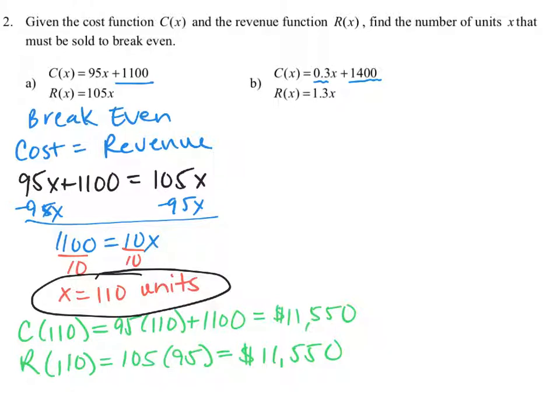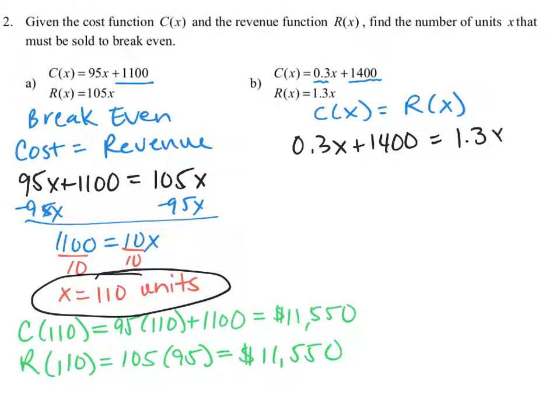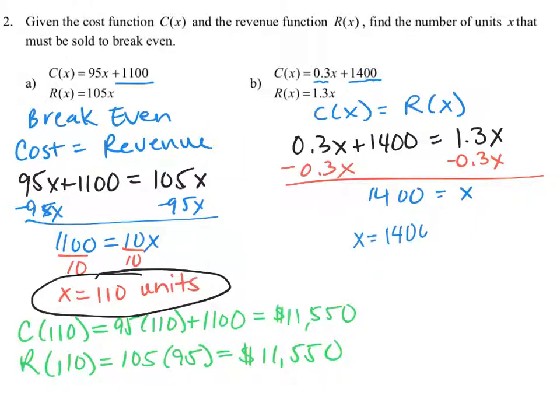So we want, again, to find that break-even point. That's where the cost is equal to the revenue. So we're going to write the equation as the cost of 0.3x plus 1400 must equal the revenue of 1.3x. We can solve this equation by subtracting 0.3x from both sides of the equation. And then we get 1400 is equal to x. So x equals 1400. That's our number of units that must be sold to break even.